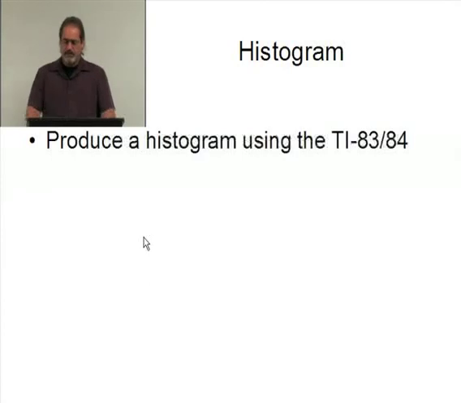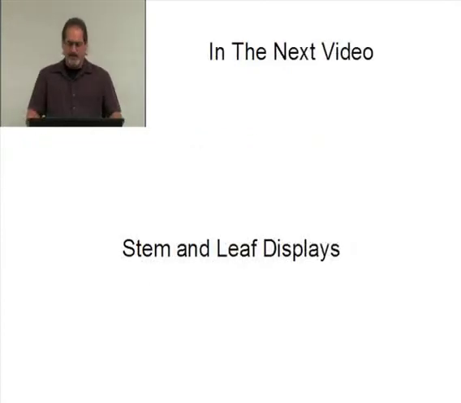Okay, in the next video, I'm going to take a look at one more type of display, known as a stem and leaf display, and then that'll wrap up the actual displays. We're going to do the graphical displays for this chapter. And the only thing left is we want to take a look at the shapes of the distribution, talking about distributional shapes.